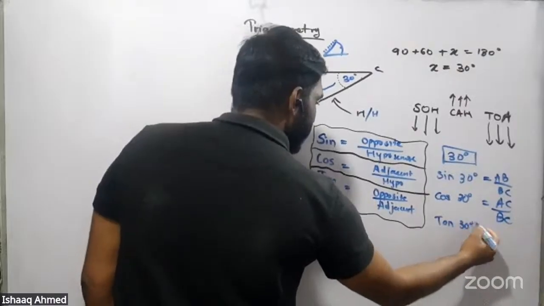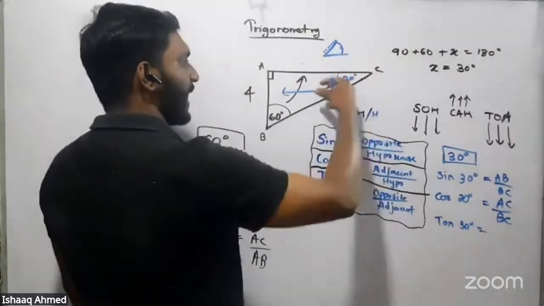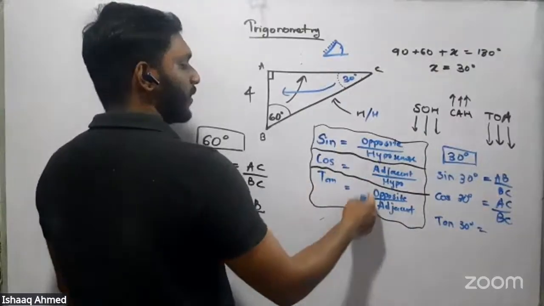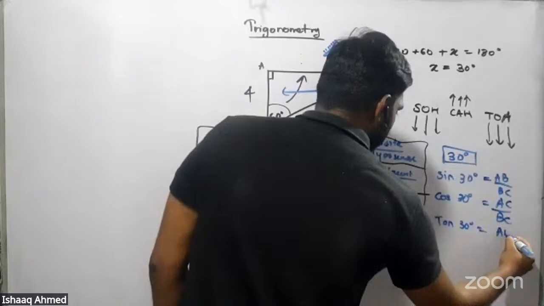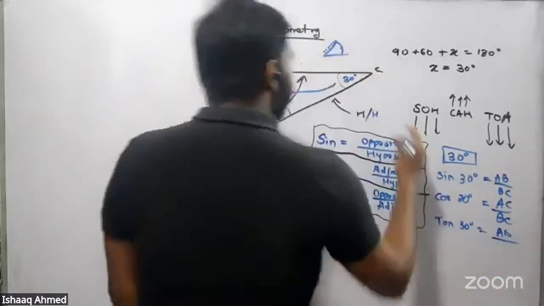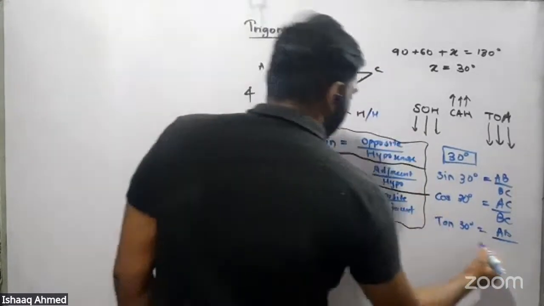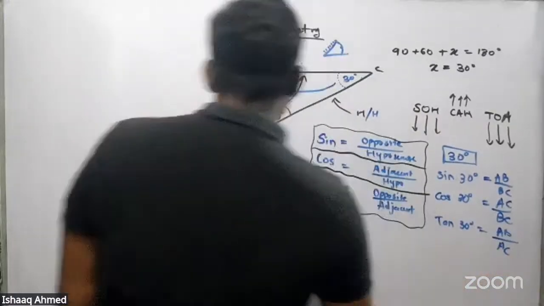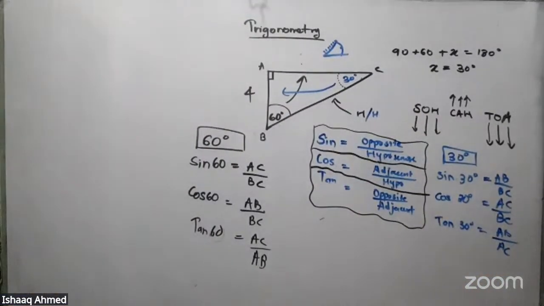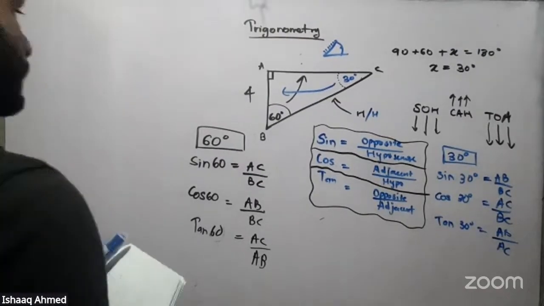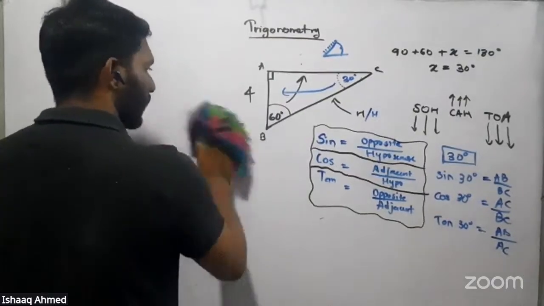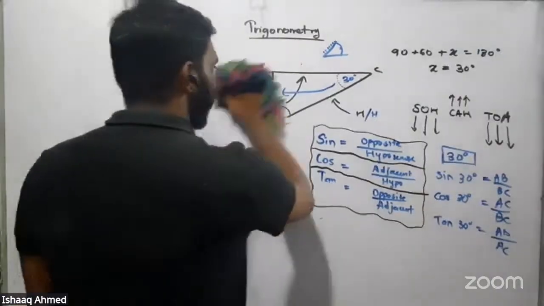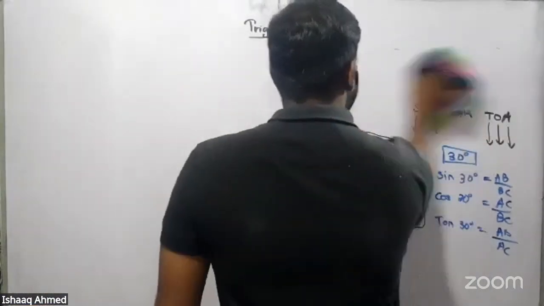Tan 30 means from 30 you have to look, opposite over adjacent, no. What is opposite to 30? AB. What is adjacent to 30? AC. This is how you get the angles. Okay, so sine, cos, tan, fine. Then we'll try out again.